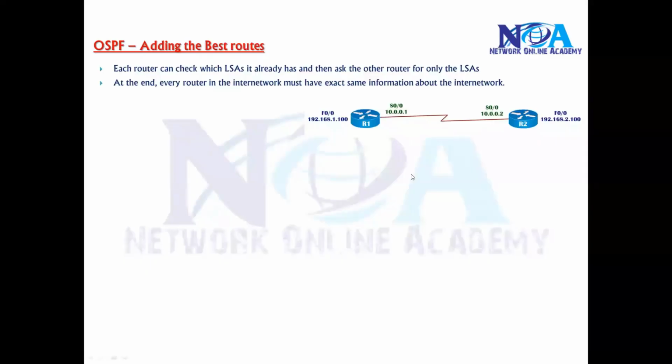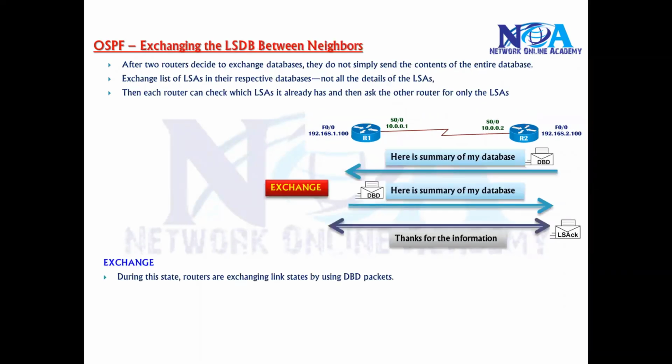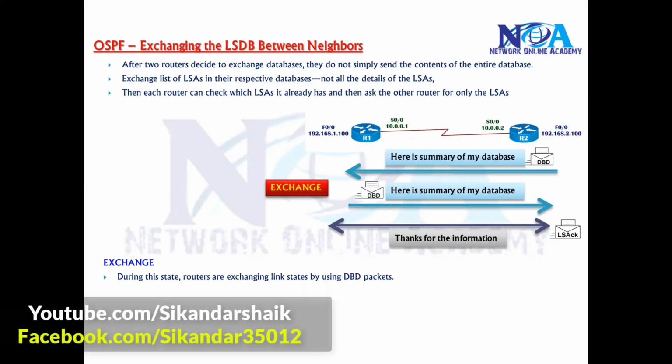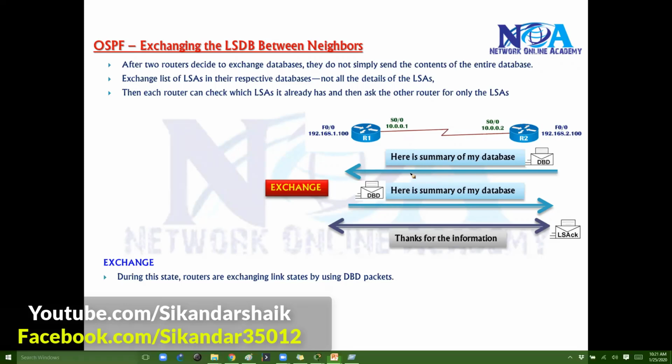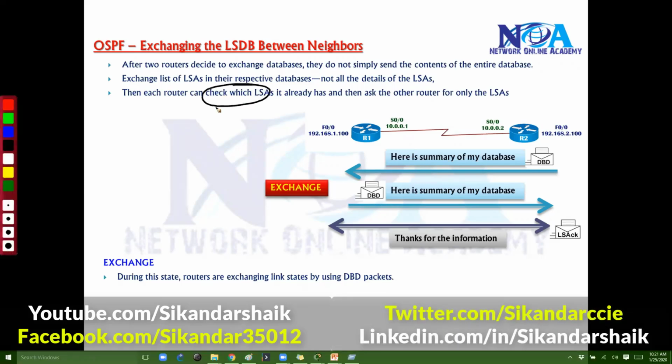Okay, so the next thing, we'll move on to the third phase, selecting the best routes. Before that, there is a small side process. In the previous part we discussed the Exstart stage, where they decide who will start the exchange first. Then we saw the exchange state, where they exchange the summary of their LSAs. They don't exchange the complete list, they only check the list of LSAs, not all the details.